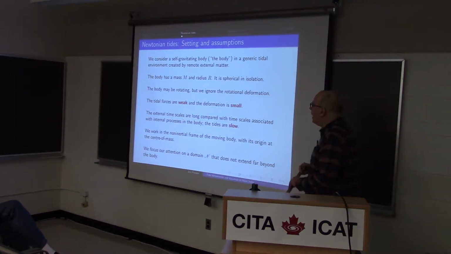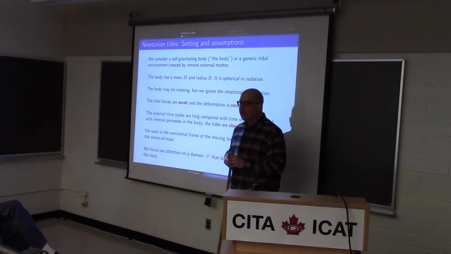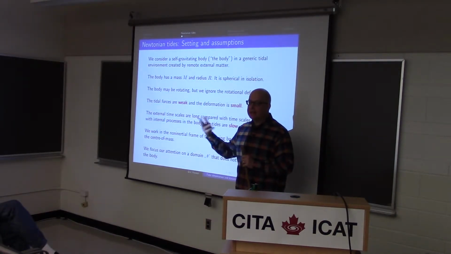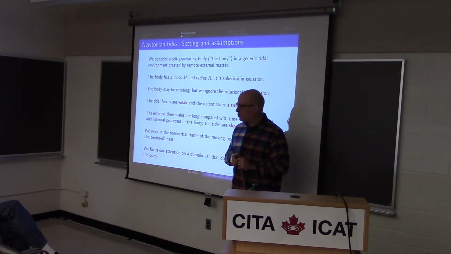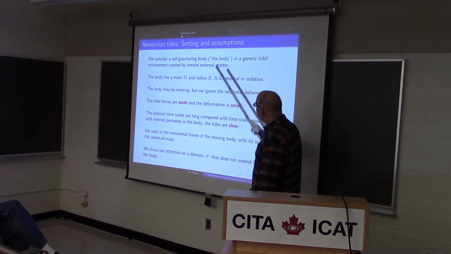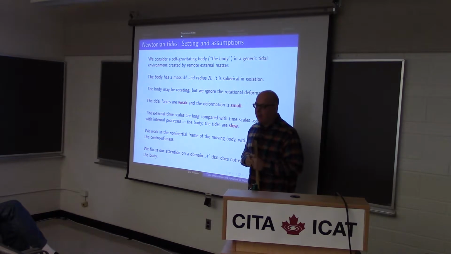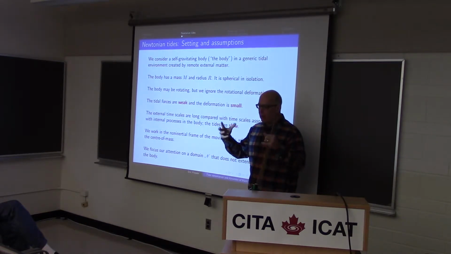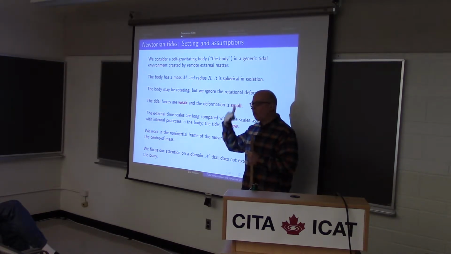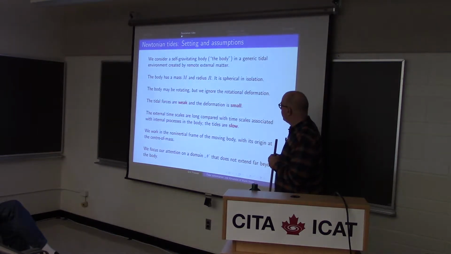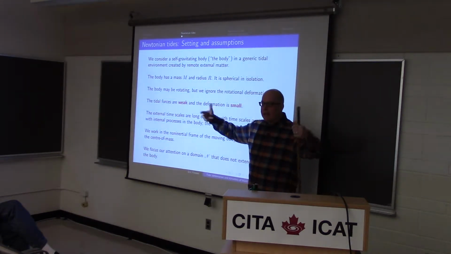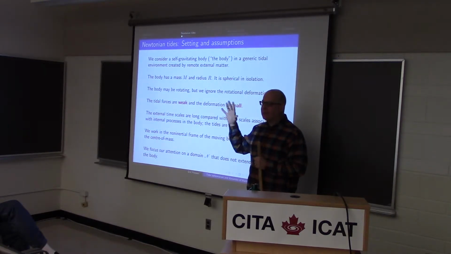So let's go on. I'm going to introduce a set of assumptions here that will be exactly the same when I move on to general relativity. So I'll place my attention entirely on what I call the body, which is a self-gravitating body, which later on will be a black hole, but for now is just some Newtonian self-gravitating body. I want to consider that body to be placed in a tidal environment, but I don't want to specify just yet what that is.